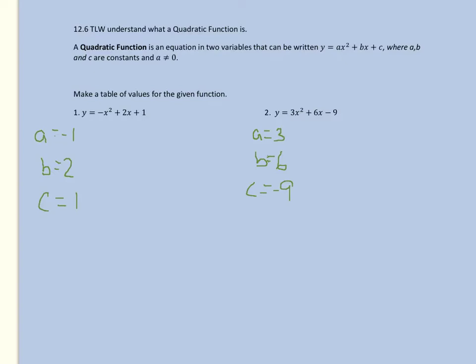So the shape of a quadratic function when we graph it is called a parabola. What that looks like is either this or this. See? Here's where there's the minimum value, here's where there's the maximum value. So it just said make a table of values for the given function. So how do we make the table of values?